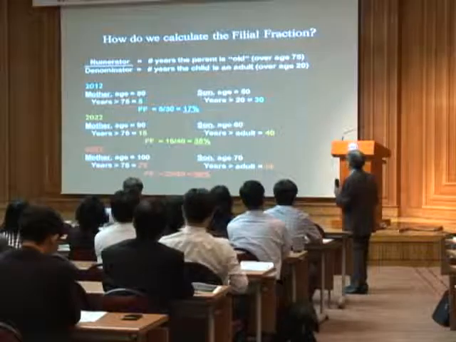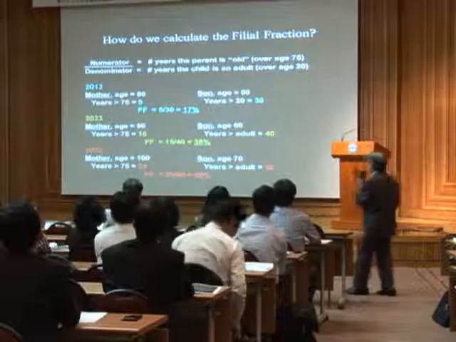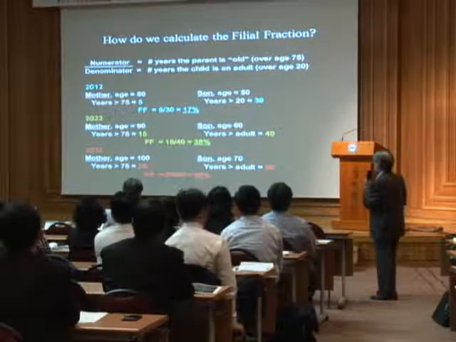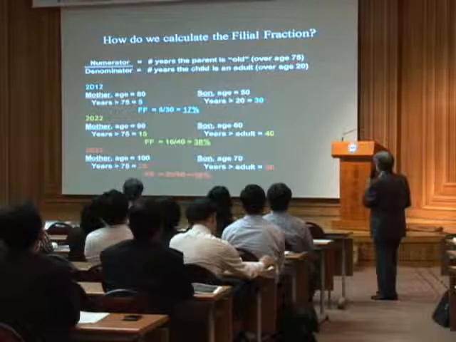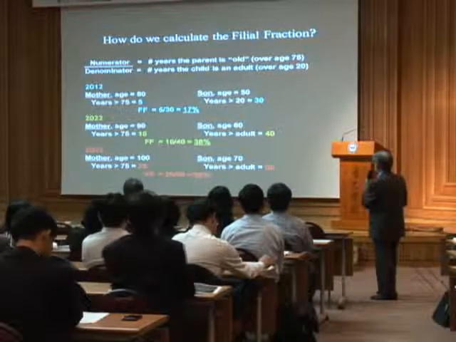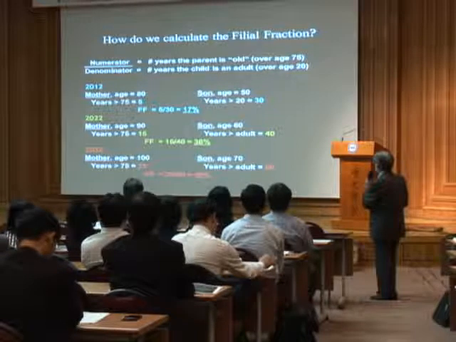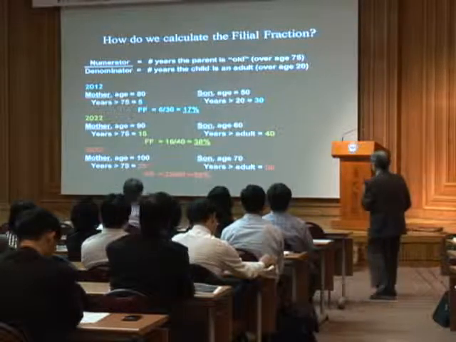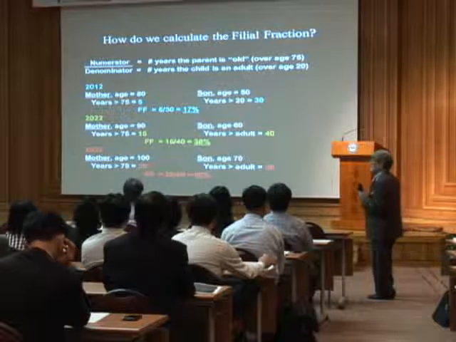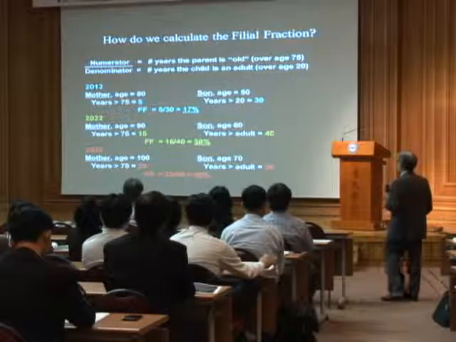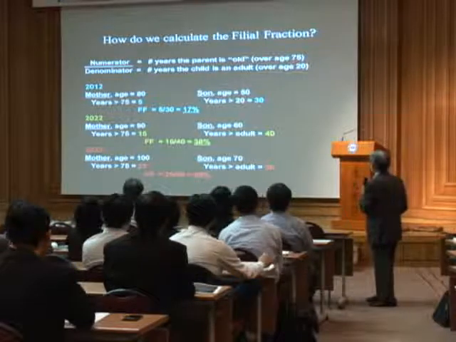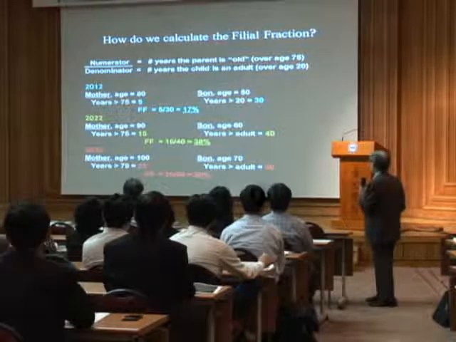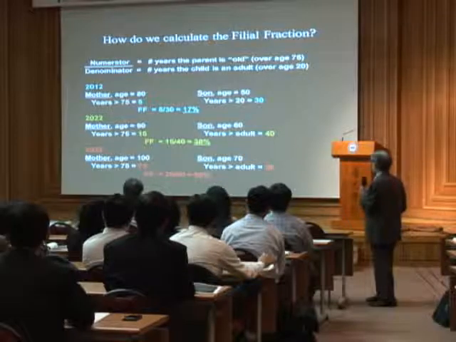타임머신을 타고 미래로 가보겠습니다. 2022년입니다. In 2022, mother is now 90. She has been an older adult for 15 years. Son is now 60. He has been an adult for 40. Again, easy to calculate. The fraction is now 38%. 2022년도에도 어머니는 여전히 생존해 계시고, 그래서 분자는 90 빼기 75, 그래서 15가 됩니다. 아들은 60세가 됐고요. 그래서 부모는 40이 됐습니다. 그래서 필리얼 프랙션은 38%가 되게 됩니다.